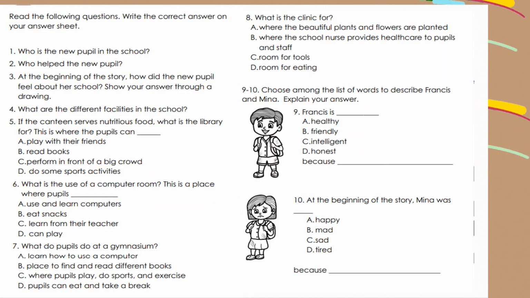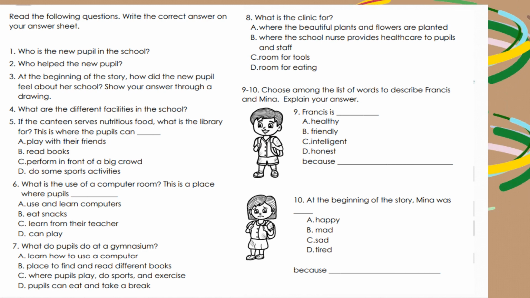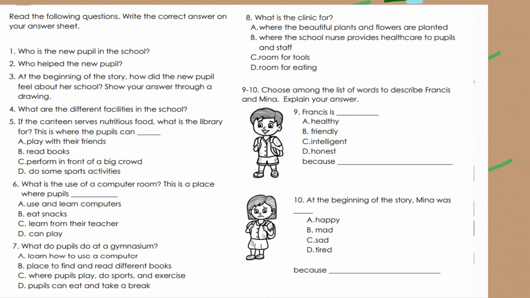Read the following questions. Write the correct answer on your answer sheet. Number 1, who is the new pupil in the school? Number 2, who helped the new pupil? Number 3, at the beginning of the story, how did the new pupil feel about her school? Show your answer through a drawing. Number 4, what are the different facilities in the school? Number 5, if the canteen serves nutritious food, what is the library for?